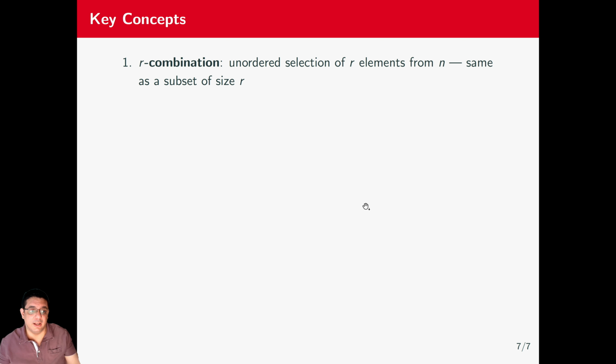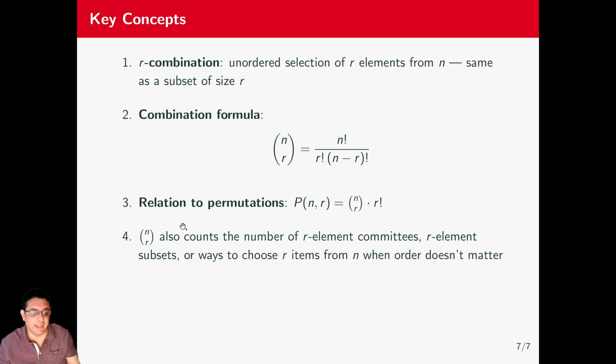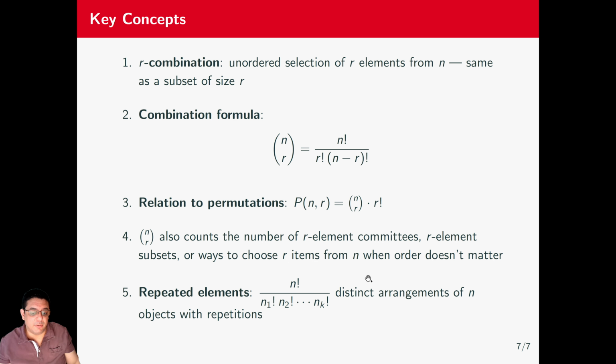All right, so in summary, we learned about r-combinations, which is an unordered selection of r elements from n, the same as a subset of size r. The combination formula is given by n choose r, which in terms of factorials is related to permutations, and you can obtain the values of the permutations by adding all the possible arrangements that are repeating themselves. The n choose r also counts the number of r-element committees, r-element subsets that you can pick, or ways to choose r items out of n when the order doesn't matter. And we have the multinomial formula for repeated elements, where we can get distinct arrangements of n objects with repetitions.